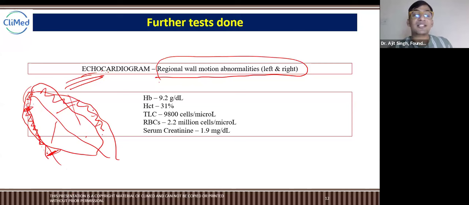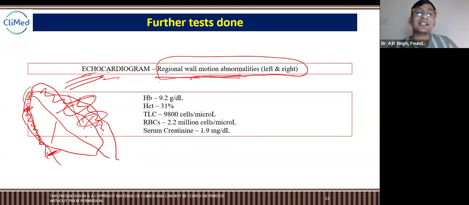So what do movements mean? Relaxation and what else, guys? What happens in the wall of the heart to make the LV pump? Relaxation and contraction. So the contraction and relaxation are less, so regional wall motion abnormalities are there. I mean, in the regions, the wall of the heart is not moving perfectly. There is abnormal wall motion shown in the echocardiogram in different regions, left and right side.